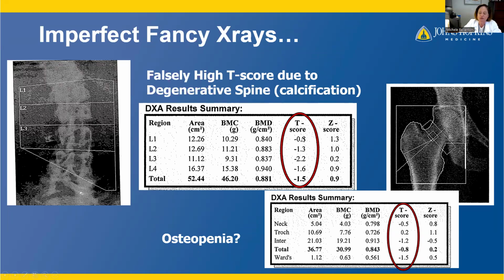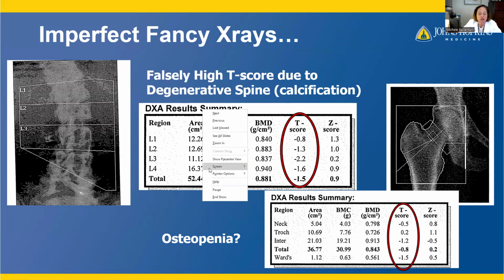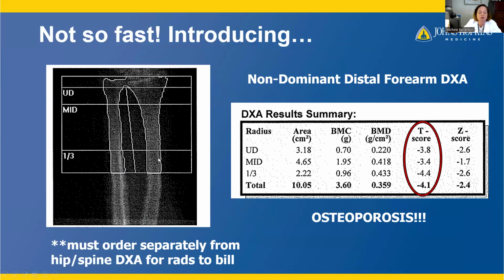And you can see T-scores are varying here with this patient from lumbar 1 to lumbar 4. And the bottom line here is this patient's bone density of the spine is not clinically meaningful because of these degenerative changes. What do we need? We need a forearm bone density.